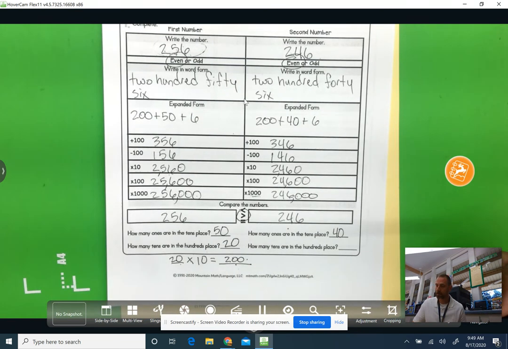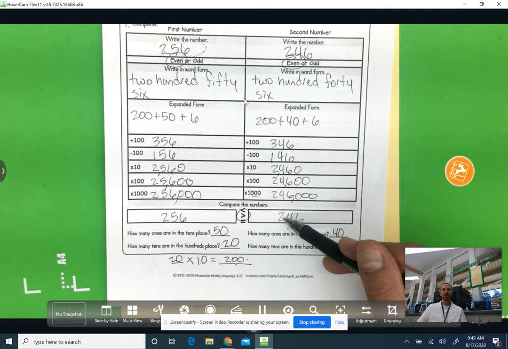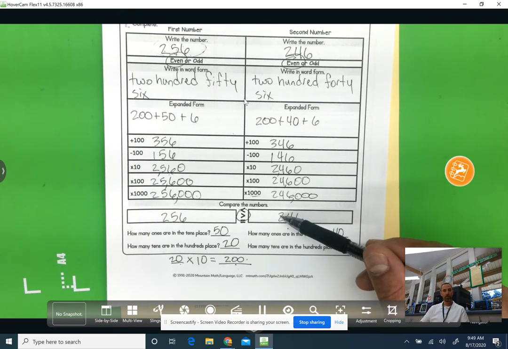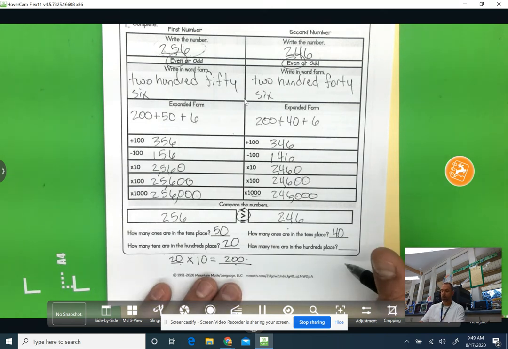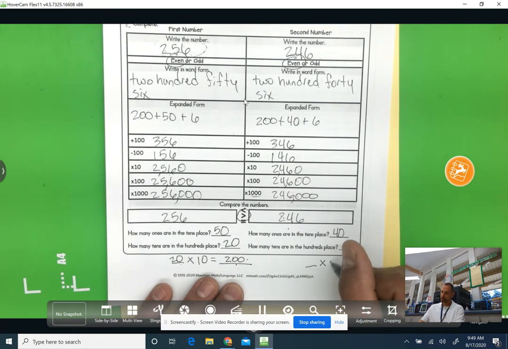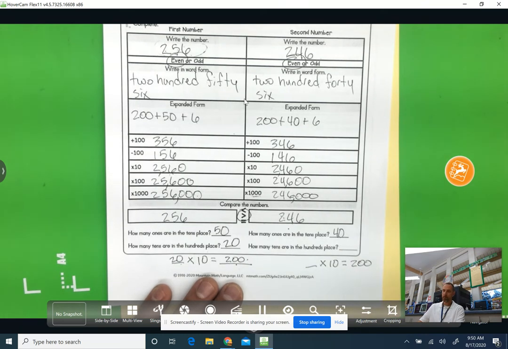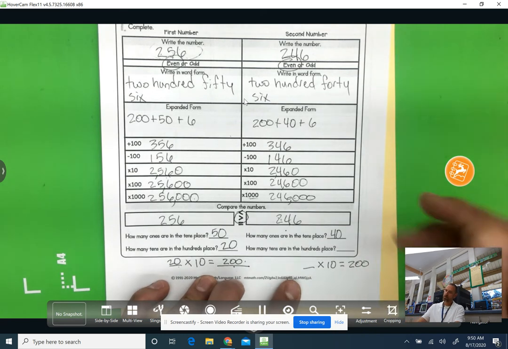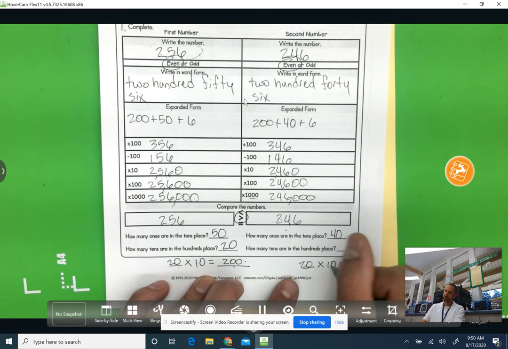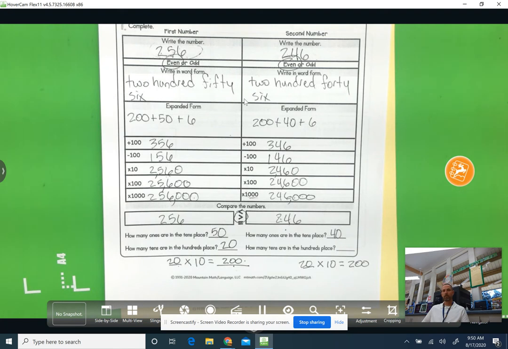And how many tens are in the hundreds place? Again, you have the same digit in the hundreds place. You have that 2. The value of that 2 is 200. What number times 10 equals 200? Well, take away that 0, and it's 20 times 10 equals 200.